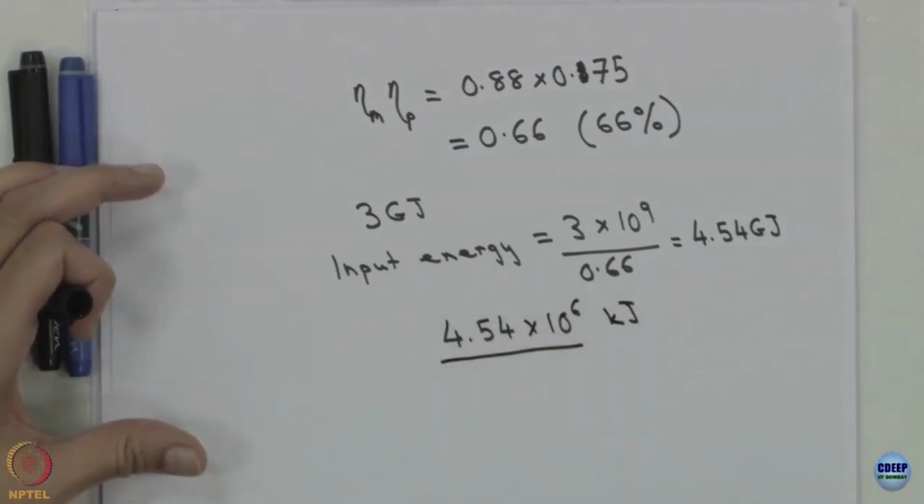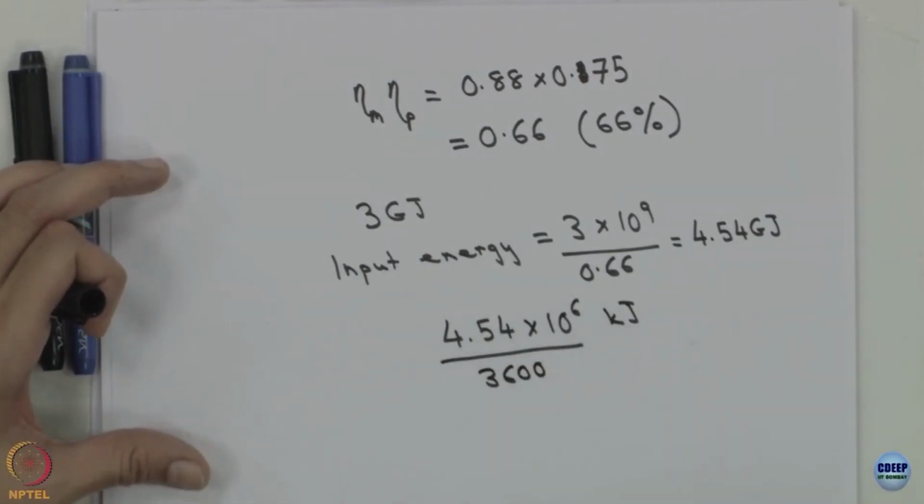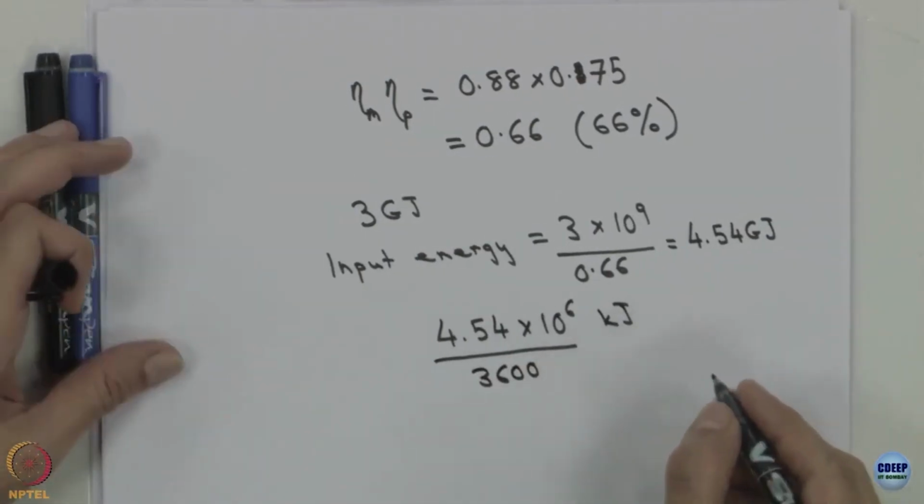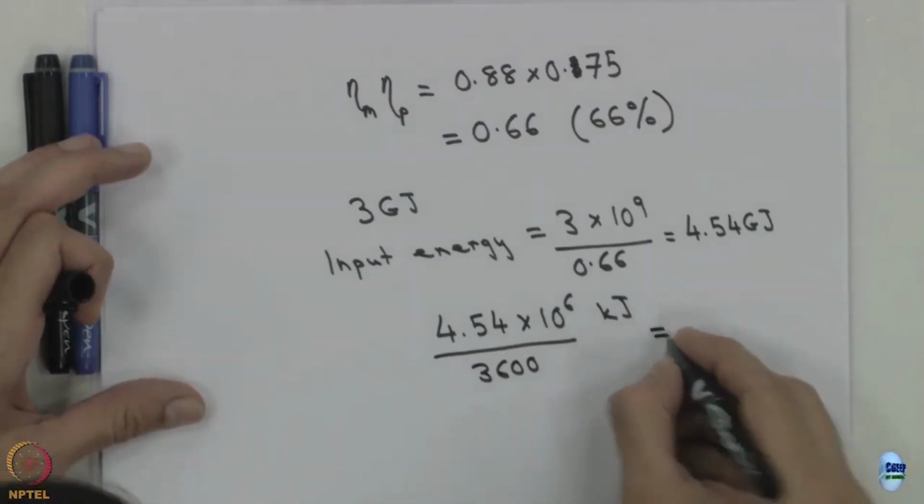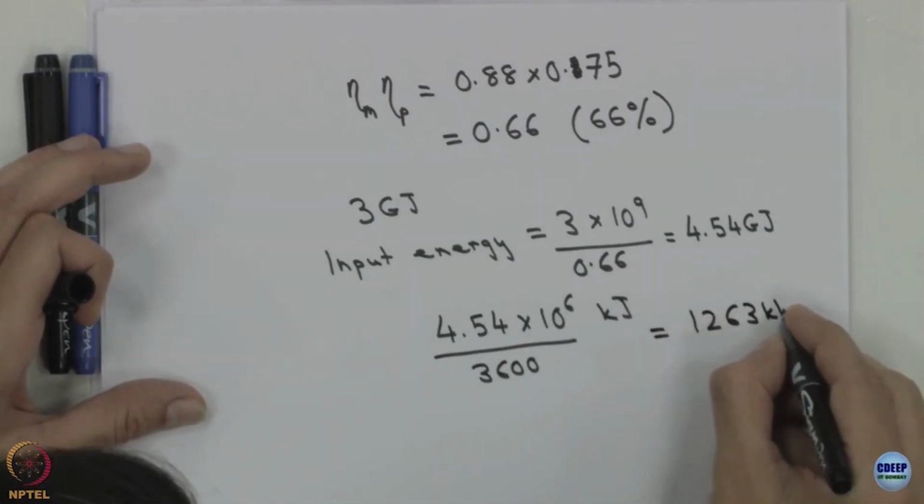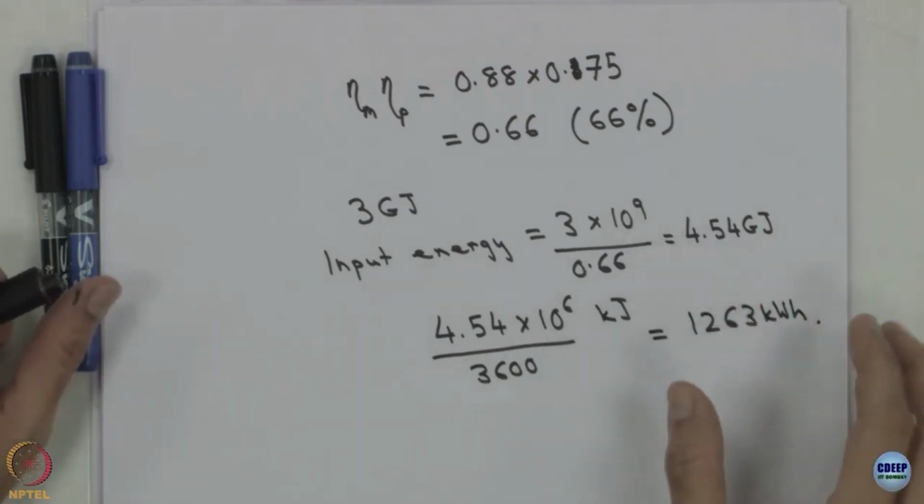1 kilowatt hour is 3600 kilojoules. So if you do this, you will find that this comes out to be something like 1263 kilowatt hour. Okay, so we found how much is the energy which is being used at the site.